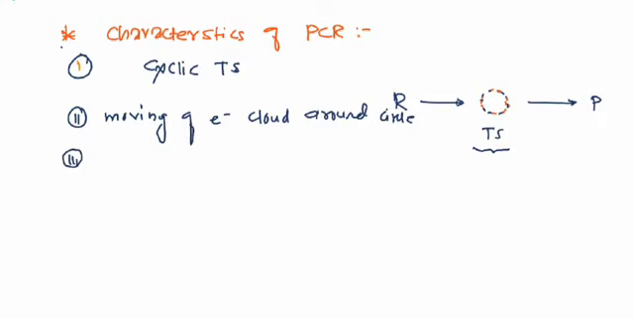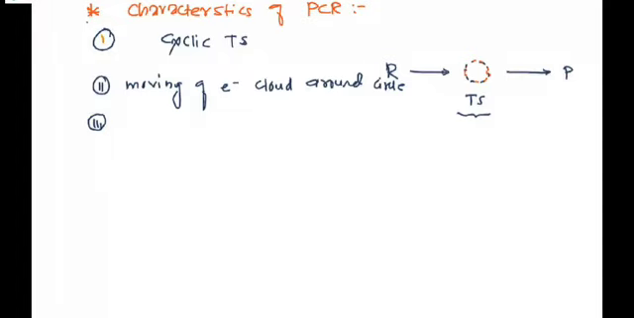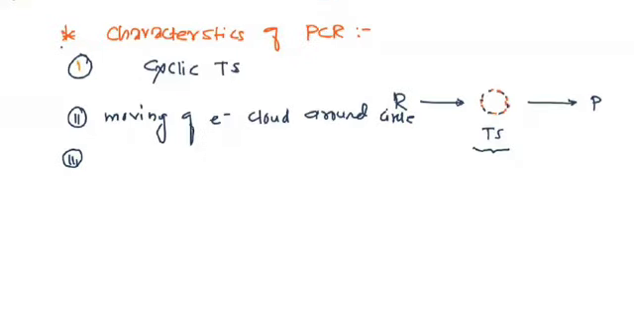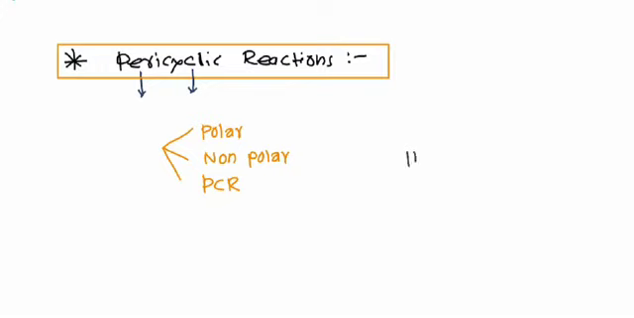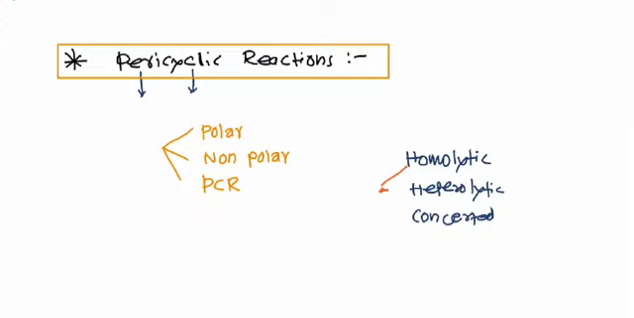The third one: you know that there are three types of bond cleavage. We can call them fission. One is called homolytic. The second is heterolytic. The third important one is called concerted. These are the three types of breaking which generally take place in organic molecules.